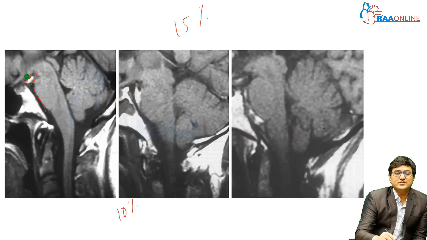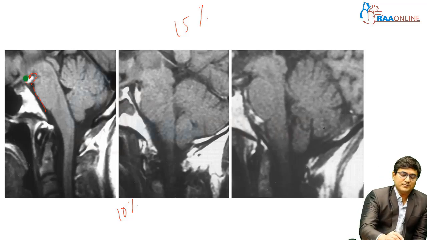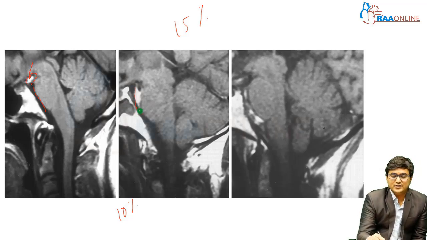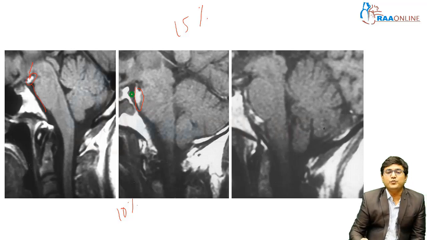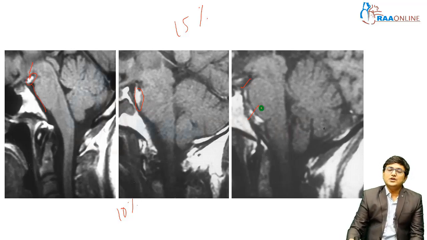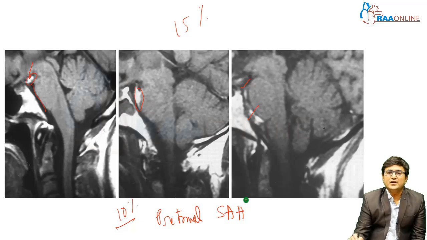You can see in this T1 sagittal section, there is some blood in the perimesencephalic cistern here, and then here you can see blood in the prepontine cistern. Sometimes there may be blood in both the perimesencephalic and the prepontine cisterns. So, 10% of hemorrhages can be because of pretruncal SAH, which is usually benign.